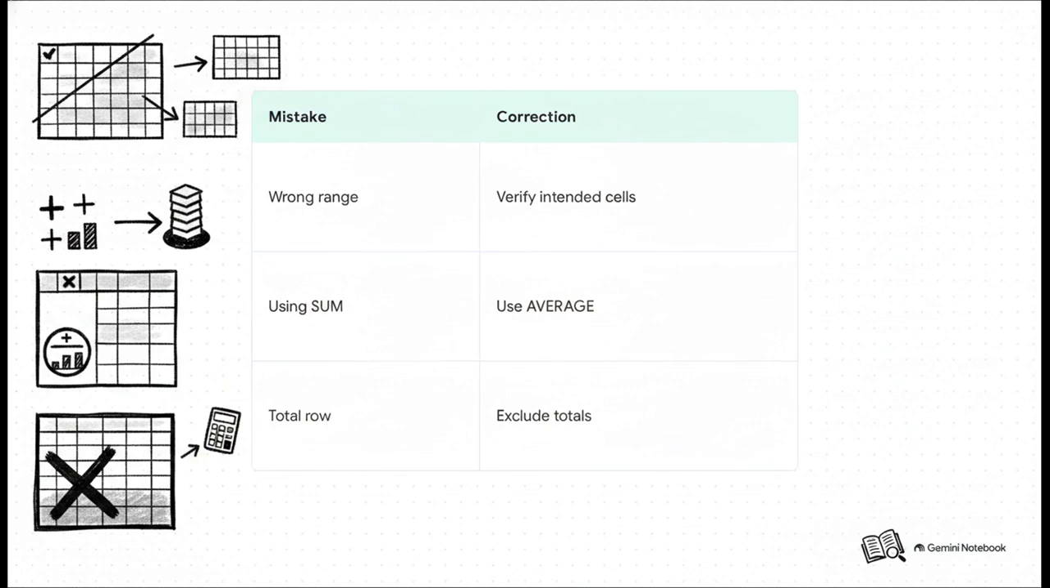Second, using sum instead of average. Sum just adds things up, it doesn't divide. Make sure you've typed the right function. And finally, the most dangerous trap of all, accidentally highlighting a total row at the bottom of your data and including it in your average range. That will completely ruin your math. Always exclude your totals from the cells you're averaging.